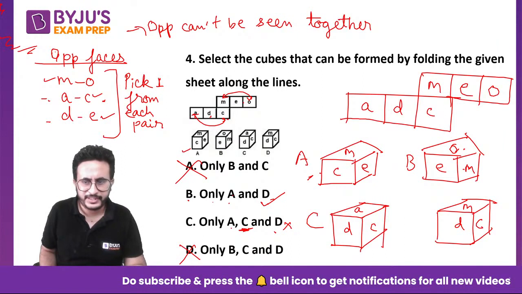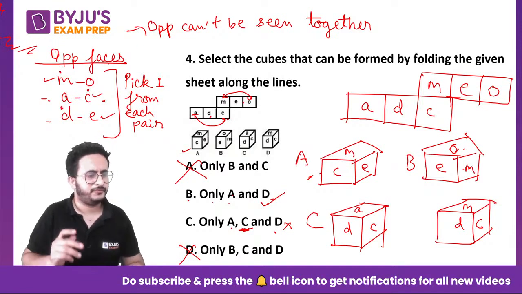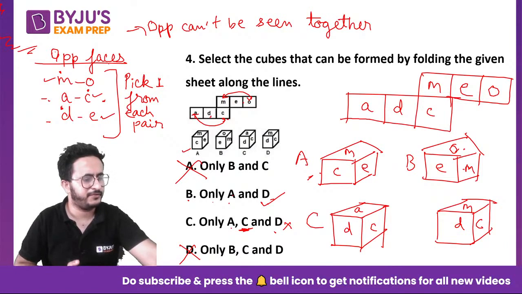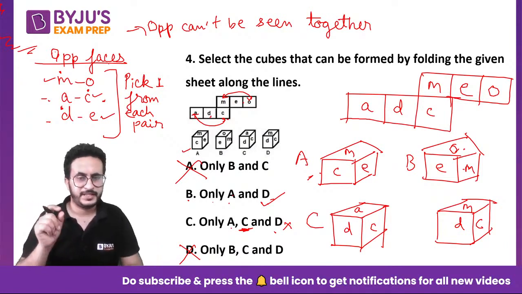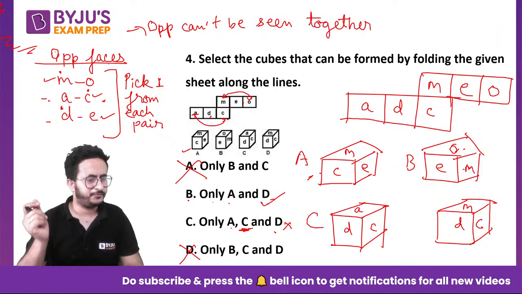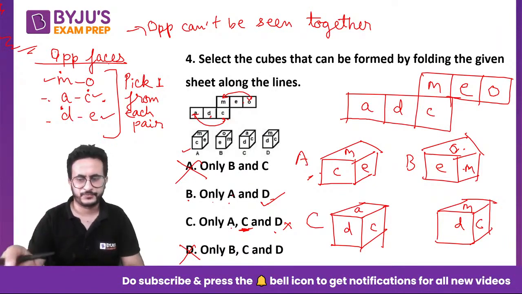And if you want to check for D, D has M, D and C. So M from this, D from this and C from this. For a cube to be valid, we should have one from each of the pairs. First thing is finding the opposite. Second thing is picking one from each pair to find a cube that exists.